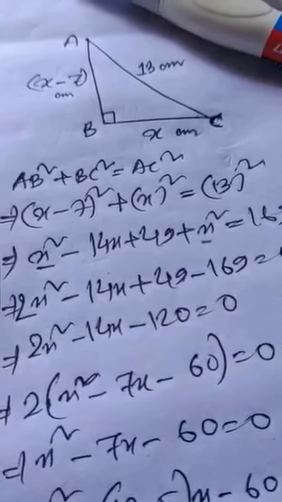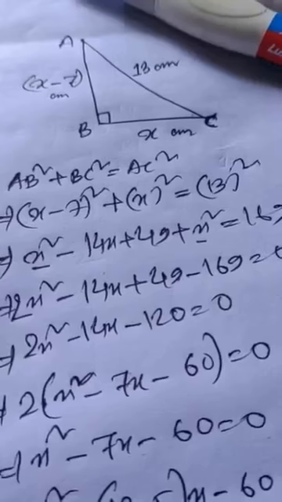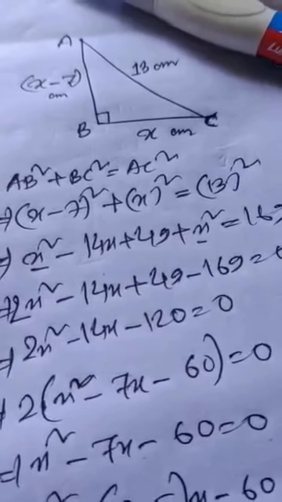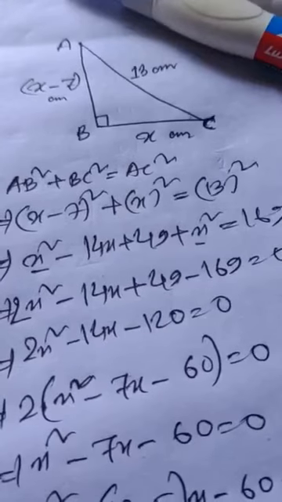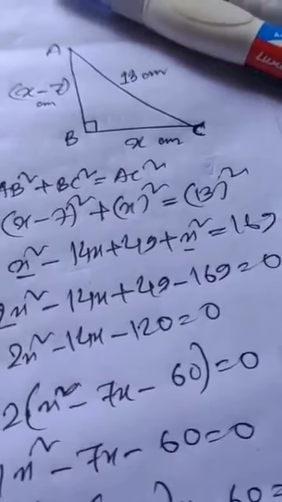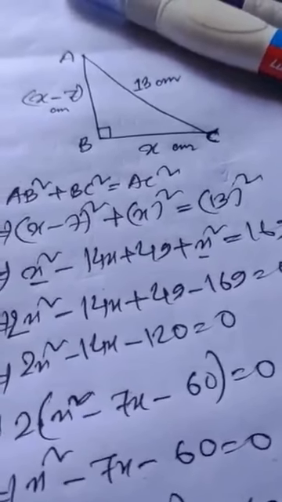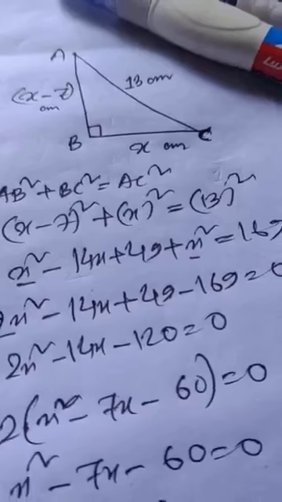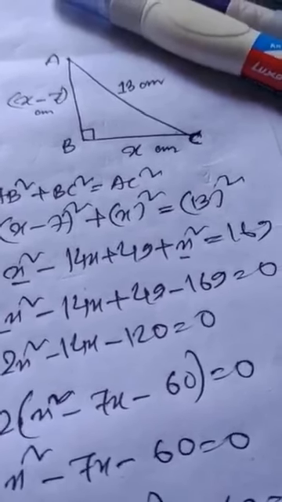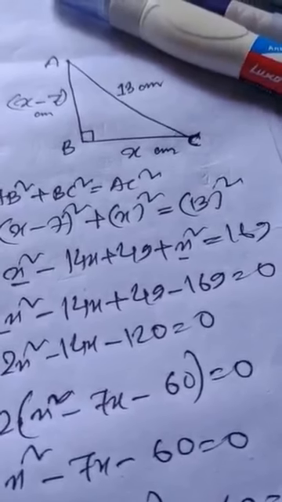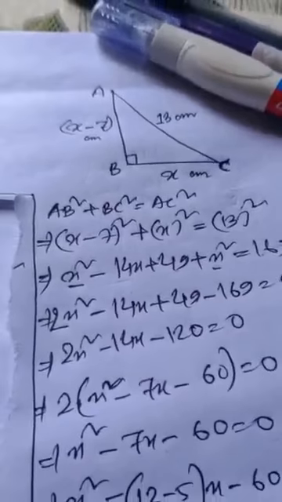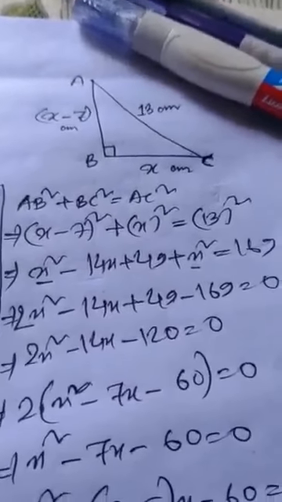No, AB square is not the hypotenuse. AB square is the base. Okay, no, or base also. AB square is the altitude. Okay, plus BC square. What is this BC? BC is simply the base, equal to AC square. This AC is simply the hypotenuse. Okay.